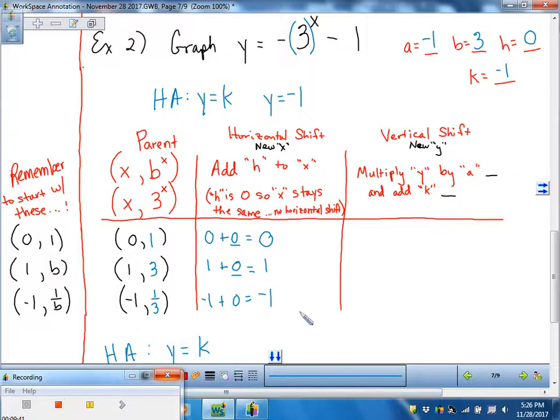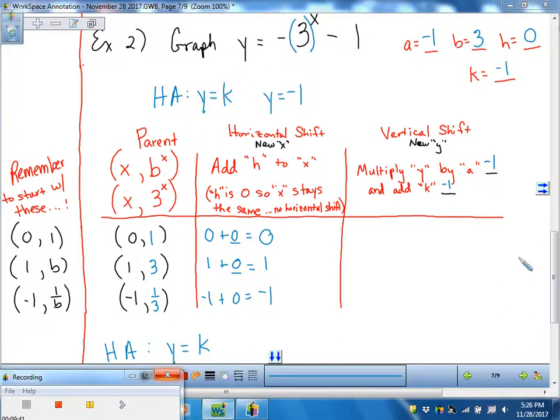They didn't change. Now let's do our vertical shift. Our vertical shift, we're multiplying y by a. So our a is negative 1, and then we're adding k, which is also negative 1, to that product. So our old y was 1. We're going to multiply that by -1, and we're going to add -1 to that product. -1 times 1 is -1, plus -1 equals -2. Next one, 3 times -1 is -3, plus -1 is -4. Third one, 1/3 times -1 is -1/3, plus -1 is -4/3.